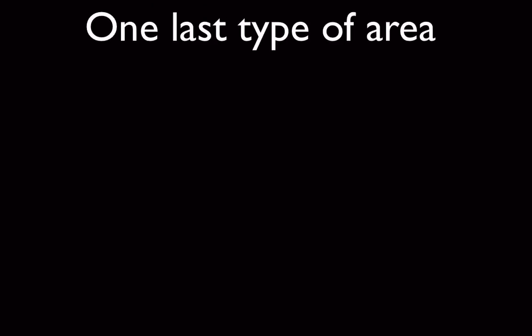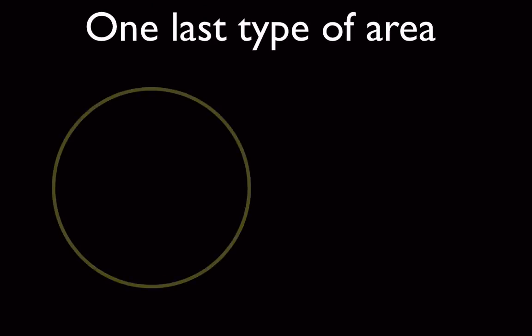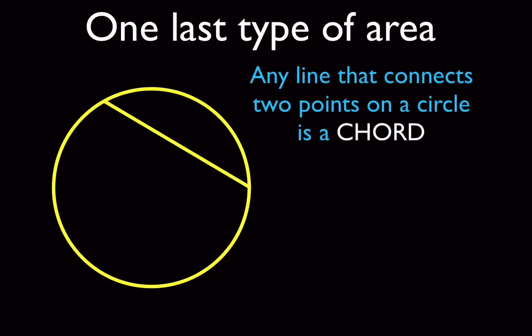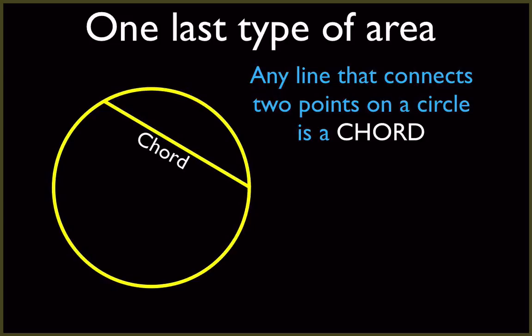All right, the last thing we're going to talk about as far as the area of a circle is a piece that we call a segment. What happens is if you take a line and you connect it to two sides of a circle, not including just the center, any line that connects the sides of a circle is called a chord. So I could draw a whole bunch of chords on here. I could draw chords anywhere. I could draw them all over.